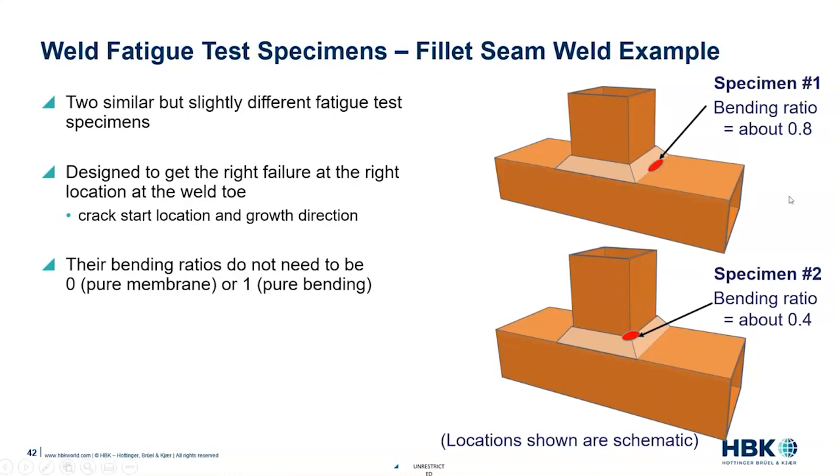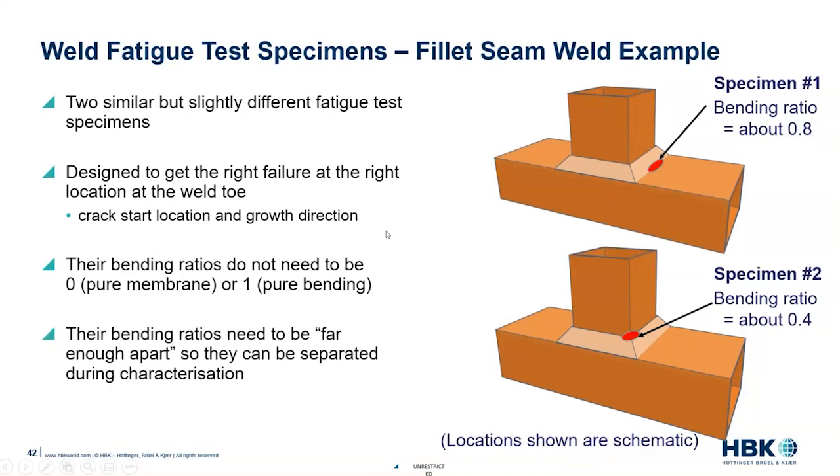For this particular example, for our two specimens, the first has a bending ratio of about 0.8, and the second about 0.4. And these bending ratios need to be far enough apart so that they are distinct and can actually be separated during characterization.